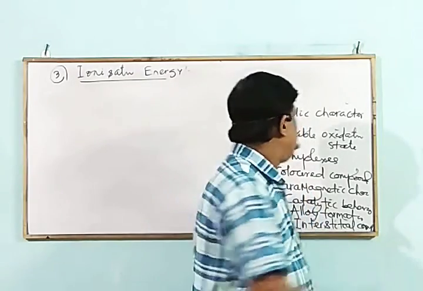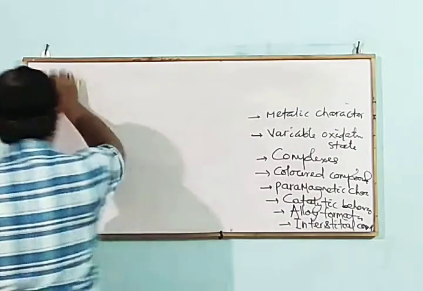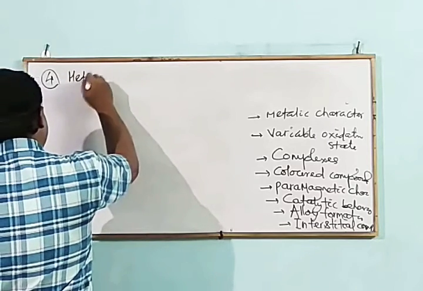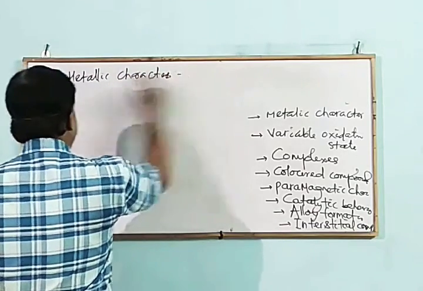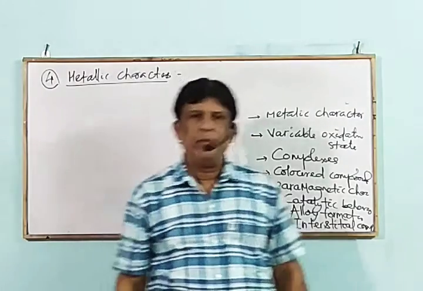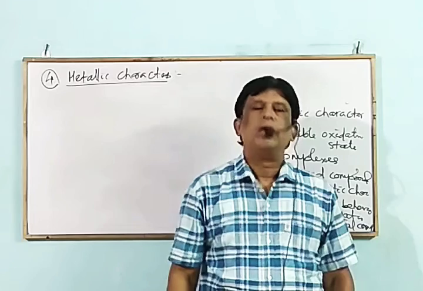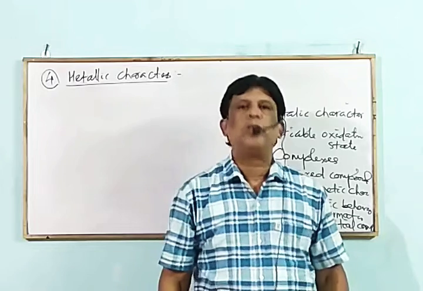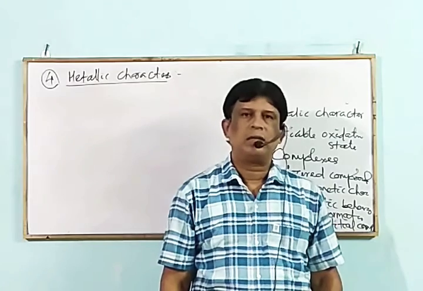Next, we discuss another property that is known as metallic character. Fourth periodic property, that is metallic character. Since all the transition elements possess low ionization energy and possess a maximum number of vacant orbitals compared to the number of unpaired electrons, therefore generally they are metals.